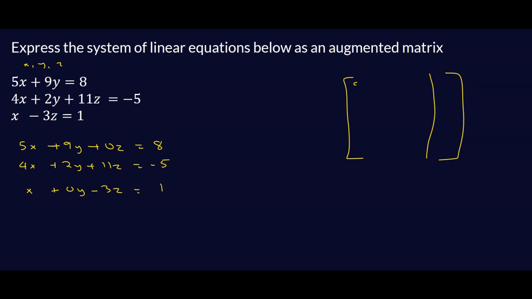So now let's write this augmented matrix. We're going to draw a vertical line to represent the equal sign. We now have 5, 9, 0, and then we have 8 over here. Then we have 4, 2, 11, and negative 5. And then we have 1, 0, negative 3, and then 1. So you've seen all the different types of examples that you can create for linear equations, so you can write them as an augmented matrix.